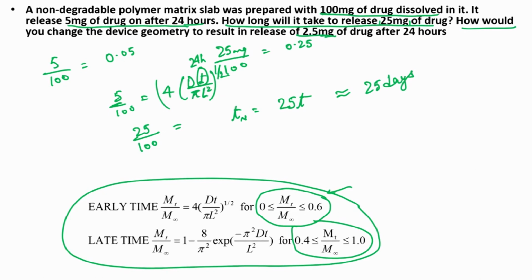And if you look closely, this is L square root, so it is a function of 1 by L. If I now want to decrease the release to 2.5 milligram from the original 5 milligram, I would have to change L subsequently, so that the whole thing becomes less by 2 times. So, L would have to change accordingly. This is fairly easy to find out.